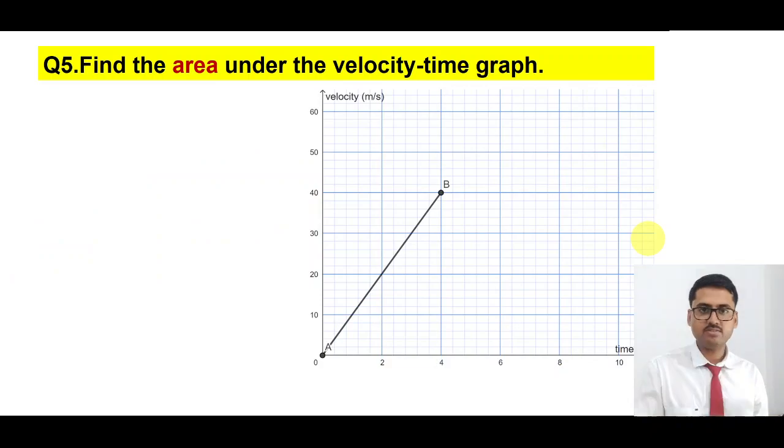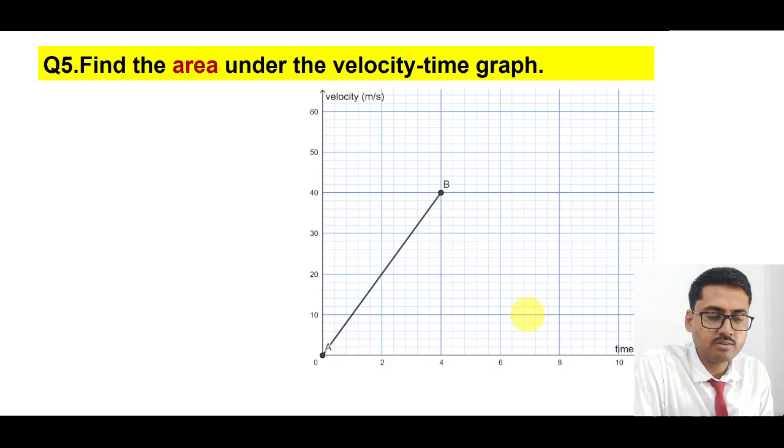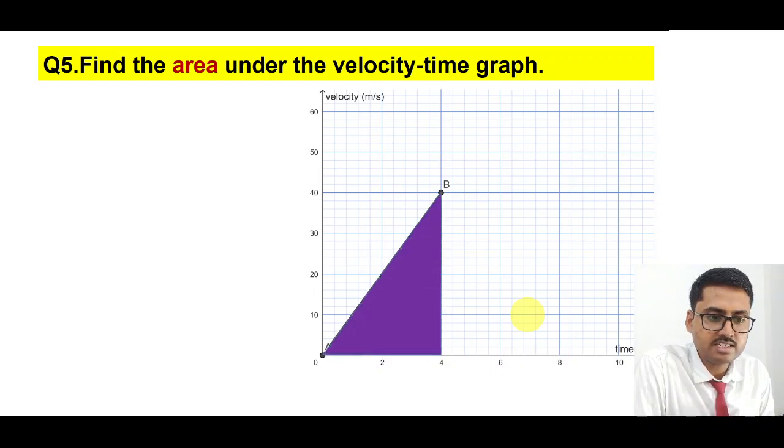So here we have the question, and the question is to find the area under the velocity time graph. So this is the graph over here from A to B, and we have to find the area under this graph, which basically means that we have to calculate this triangle. We have to calculate the area of this triangle.